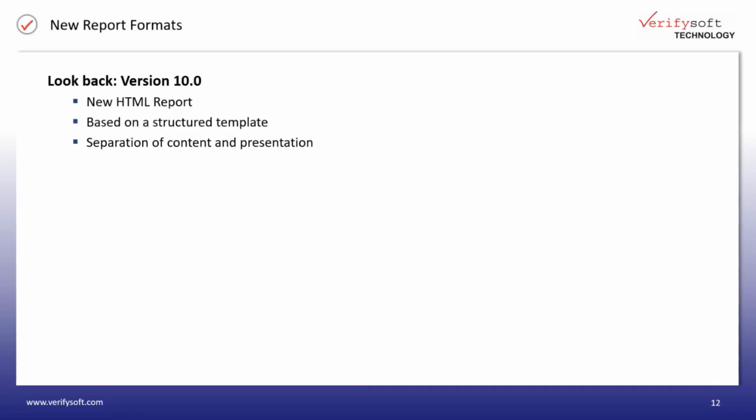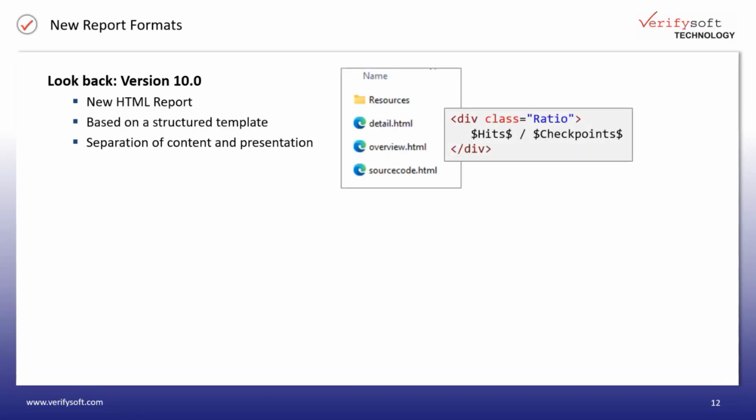A review again, a look back to version 10.0. With 10.0, the new HTML report has been the largest feature, or the core feature of this major release. And this report is based on a structured template. With template, we mean a separation of the content, the coverage data derived by CTC report, and the presentation of the content. The presentation is delivered by several HTML files.